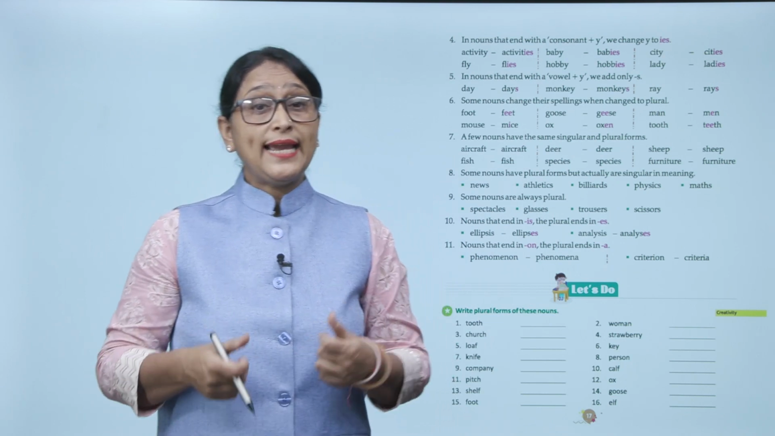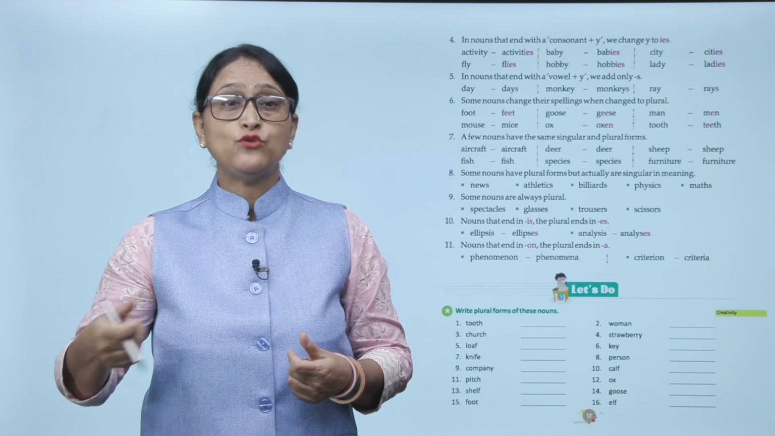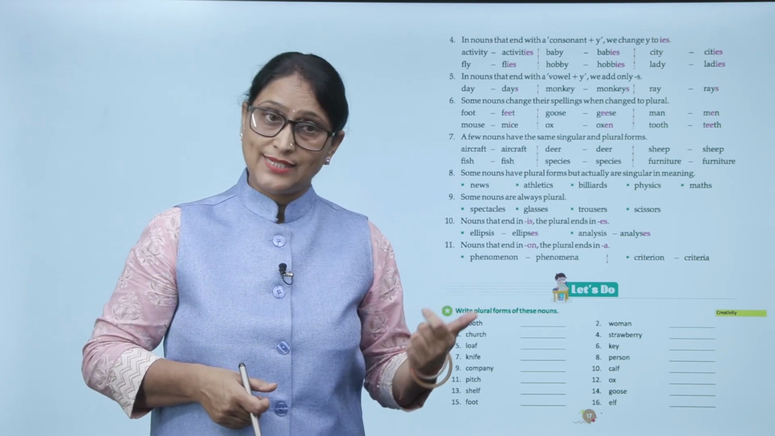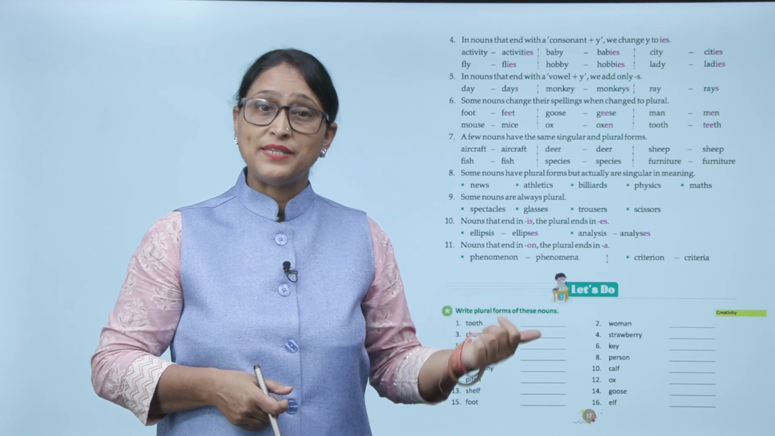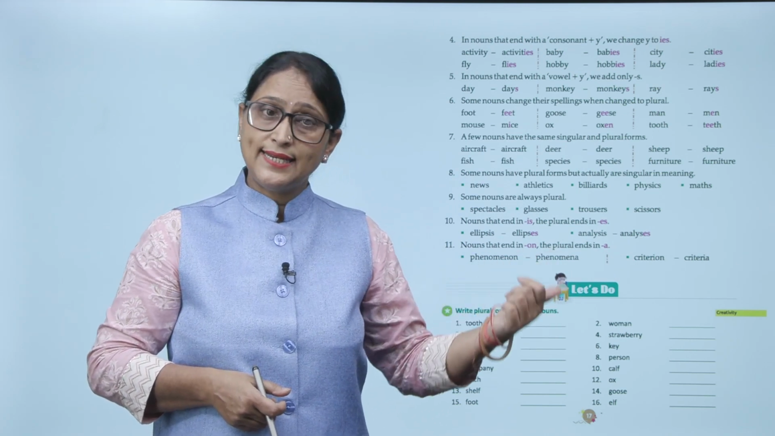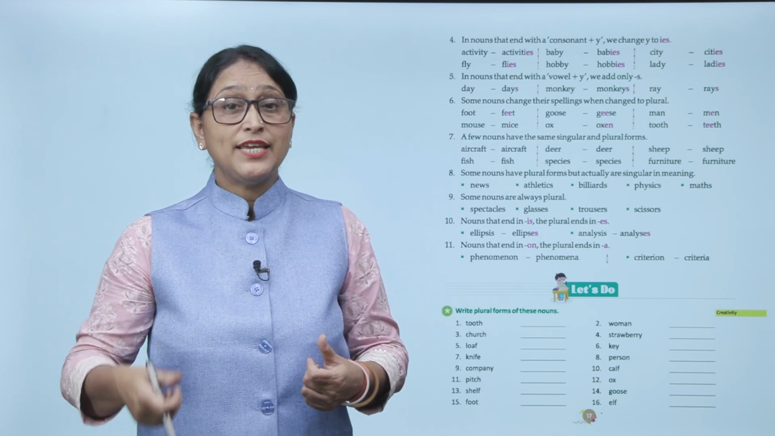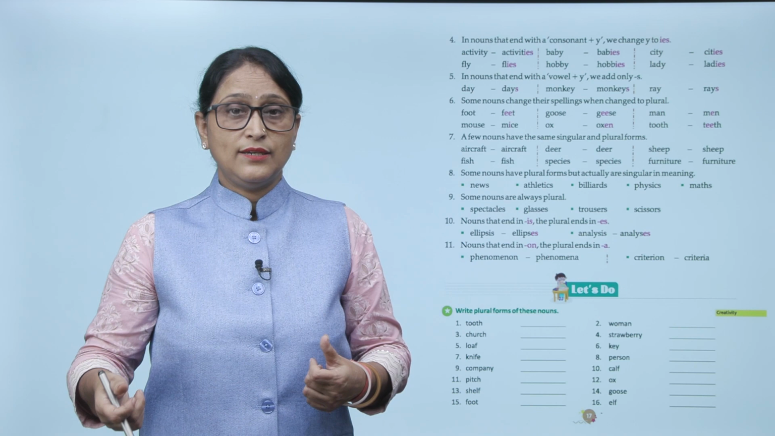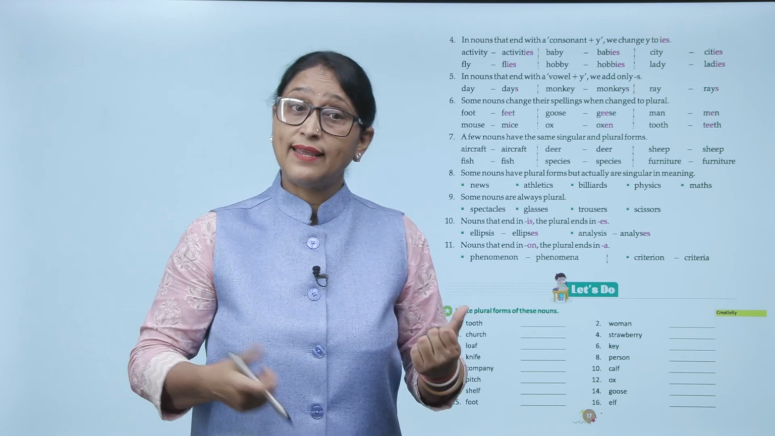In nouns that end with a consonant plus y, we change y to ies. Activity, activities, fly, flies, baby, babies, hobby, hobbies, city, cities, lady, ladies. In nouns that end with a vowel plus y, we add only s. उसमें हम केवल s का यूज करते हैं. Day, days, monkey, monkeys, ray, rays.